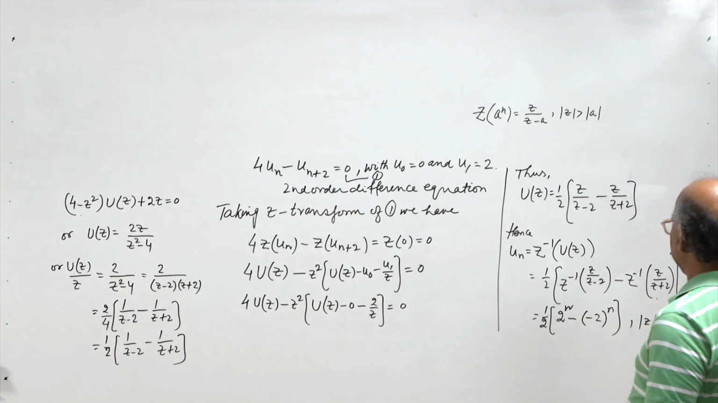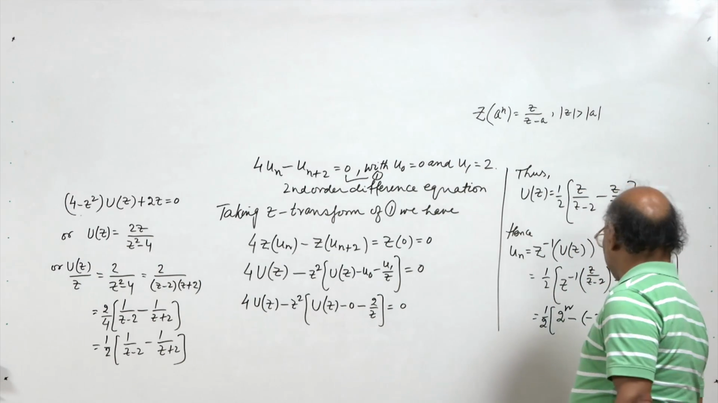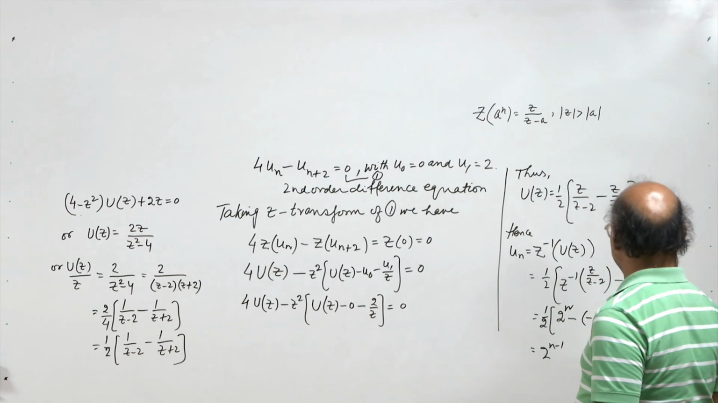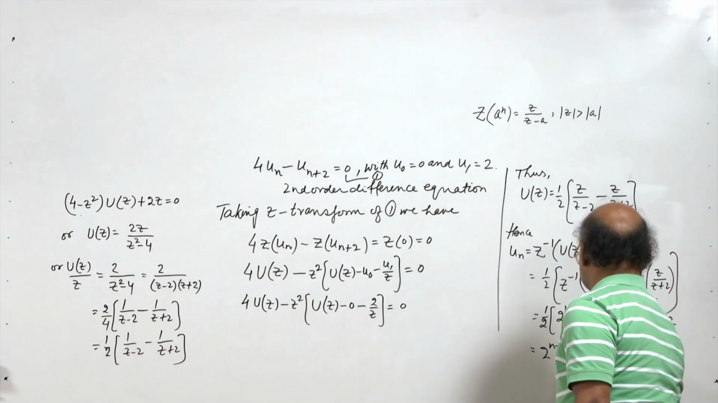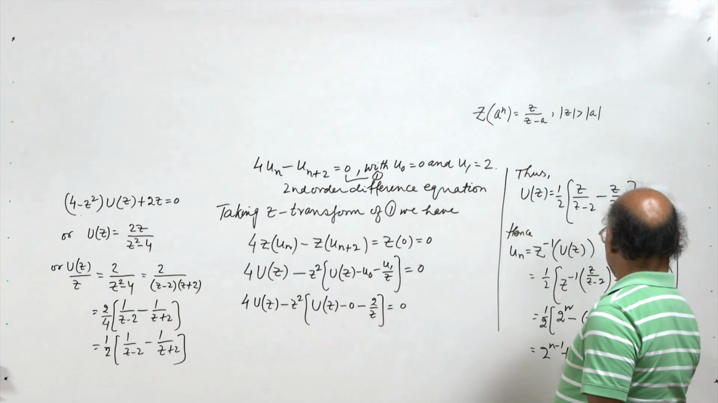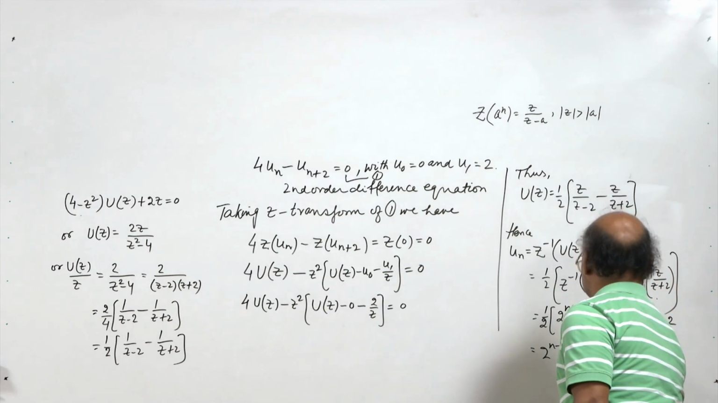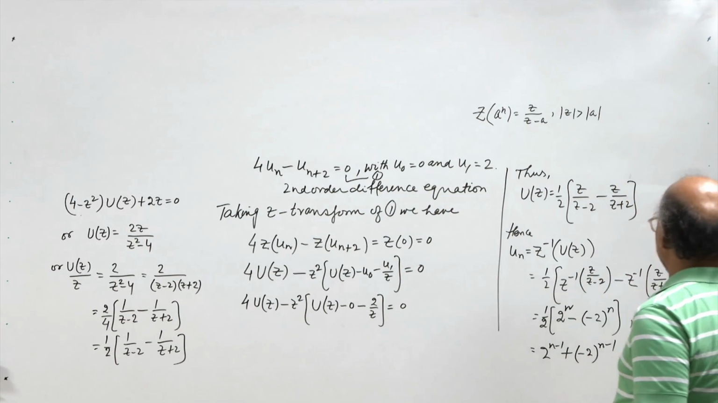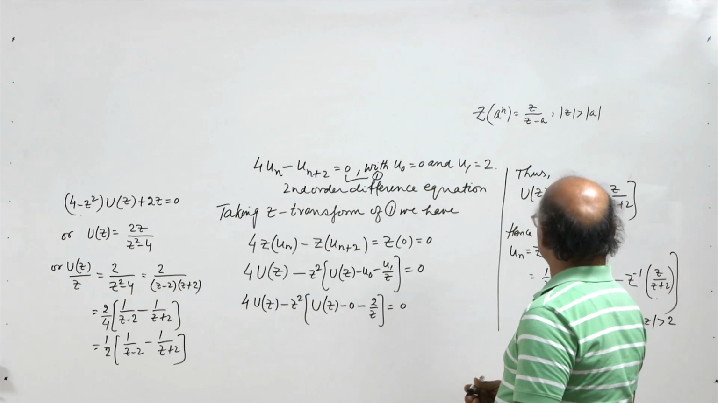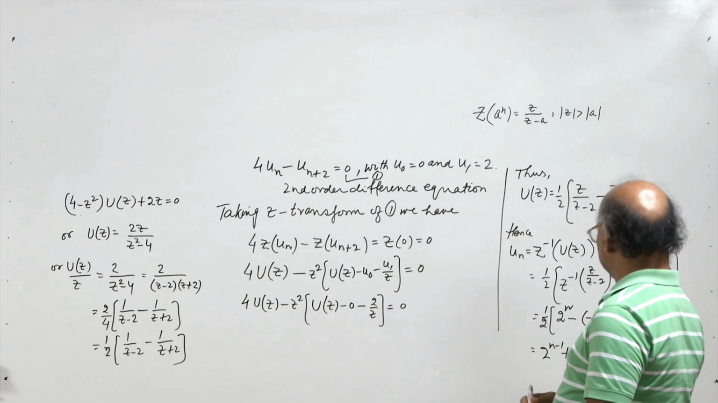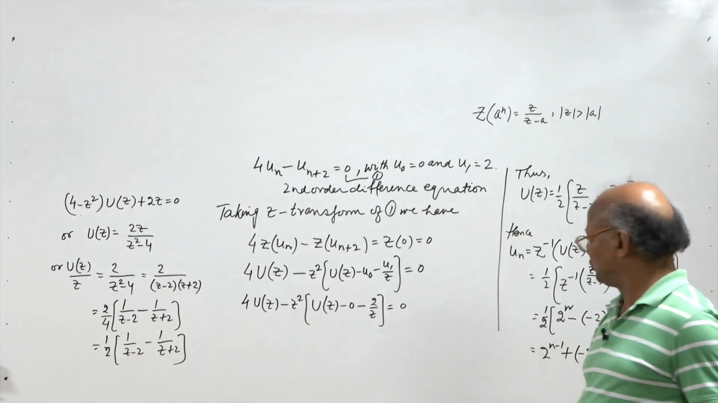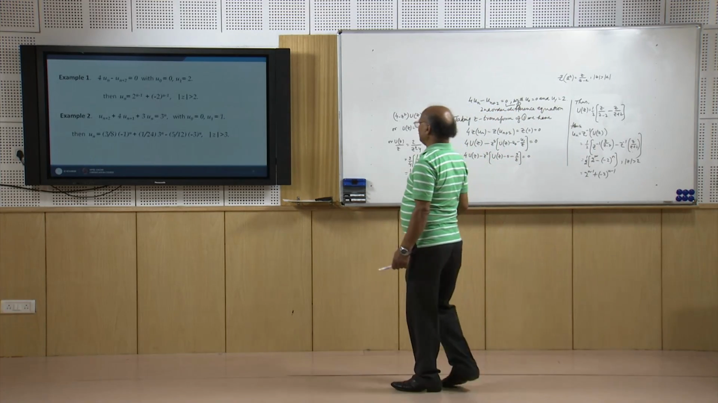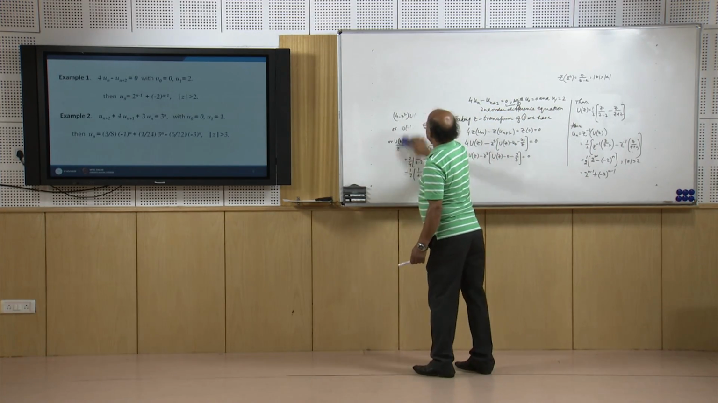So 1 by 2 times 2 raised to the power n minus minus 2 to the power n, we can simplify further: 2 to the power n minus 1, and then minus becomes plus, so plus minus 2 to the power n minus 1. So this is the sequence un equal to 2 to the power n minus 1 plus minus 2 to the power n minus 1, which is the solution of example 1. Now let us take example 2.